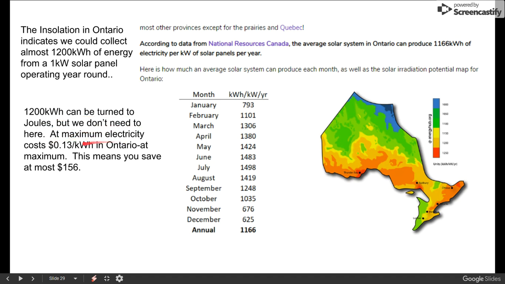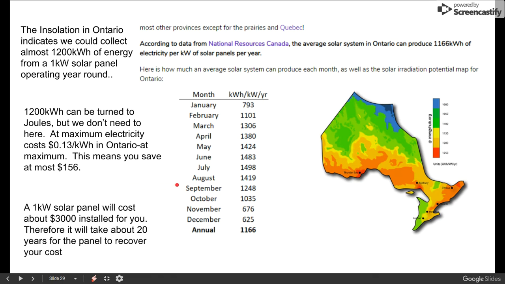At maximum, electricity costs in Ontario 0.13 dollars per kilowatt hour. At maximum. You take this cost and you multiply it by what your solar panel was able to provide, you could save $156 in a year. Is that very much? No, it's not, because my hydro bill goes from $50 a month to $400 over the course of the year. So I'm paying about $300 a month for hydro. A 1 kilowatt panel is going to cost you about $3,000. You spend $3,000 and you will save this much a year.